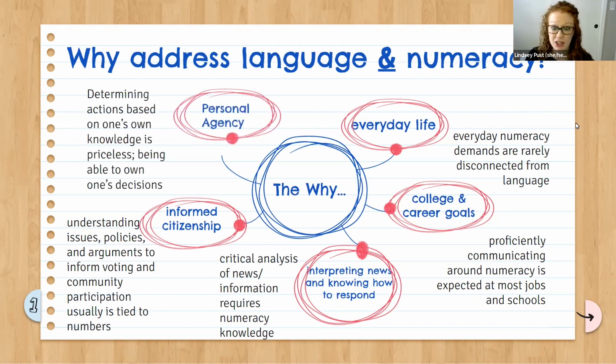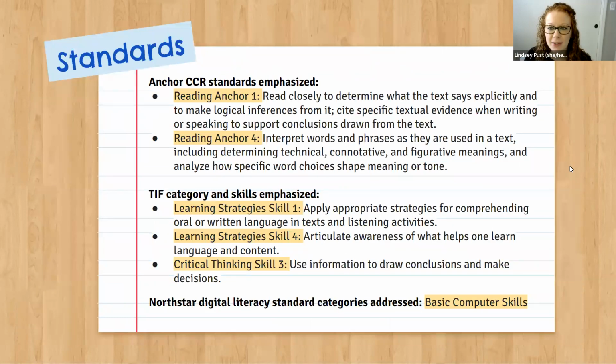And then personal agency, which is incredibly important. Being able to determine your actions based on your own knowledge, right? And owning your own decisions. It's just priceless. So just a few reasons why this is really important. And obviously you think it is too, because you're here. So we're excited.